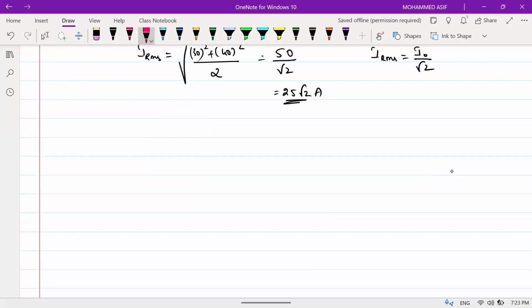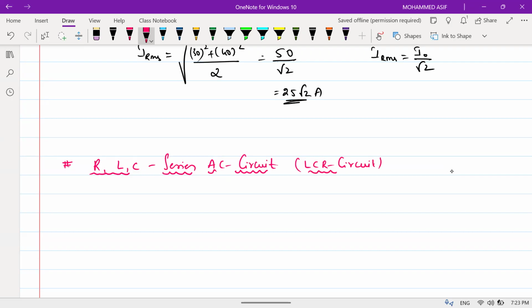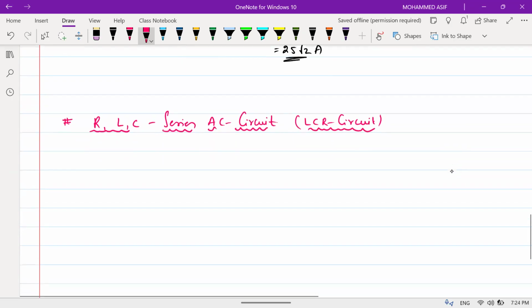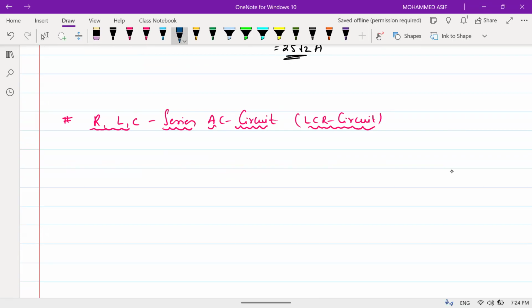Okay, next one. Resistor, inductor, capacitor series AC circuit. We also call it the LCR circuit. When the inductor, capacitor and resistor are all connected in series combination, like this is the circuit. First I'm taking the resistor, then the inductor, then the capacitor. All of them are connected in series, and this is connected to the alternating source of EMF.